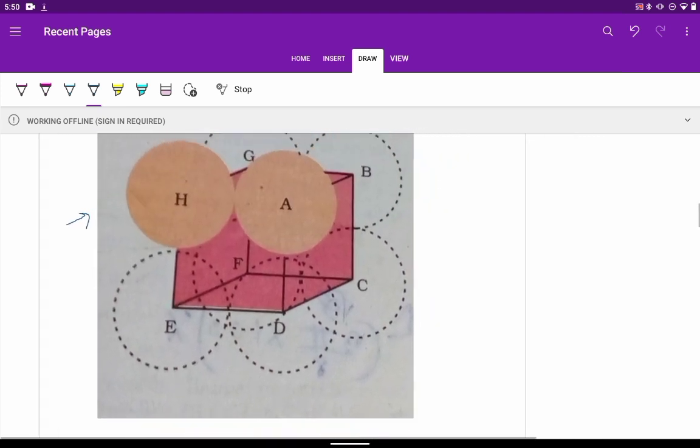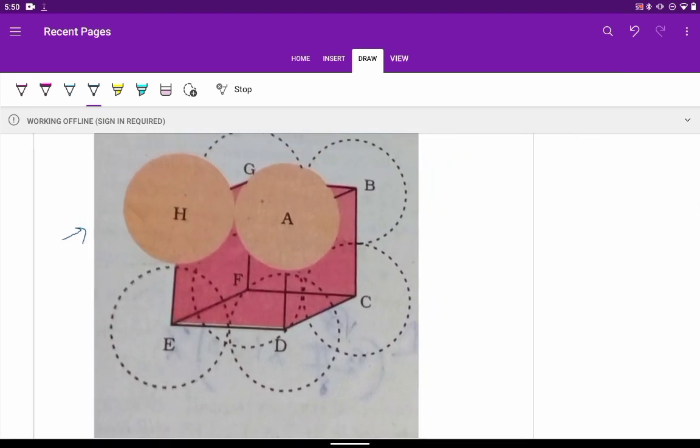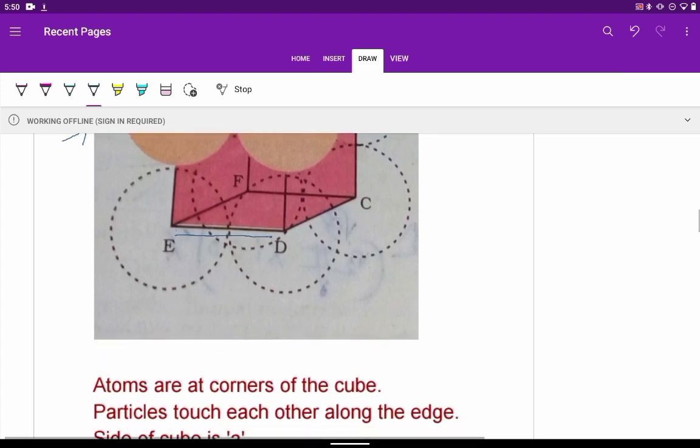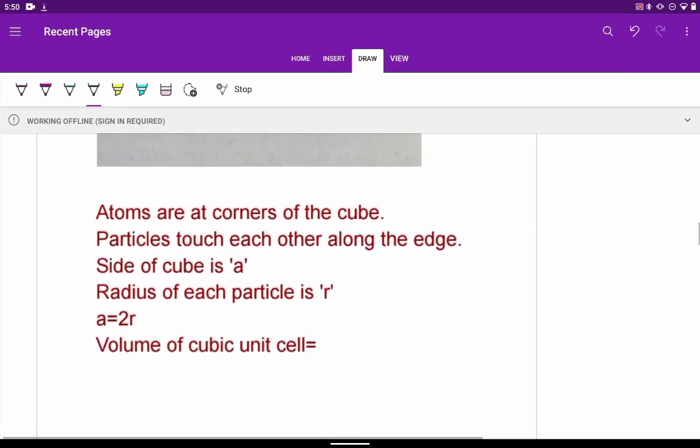So you see a can be given as 2r. If you see this area, this is a. Here two radii are fitting, you can see, from E to D. It is equal to small a. That is also equal to 2r. So we find that a is equal to 2r.